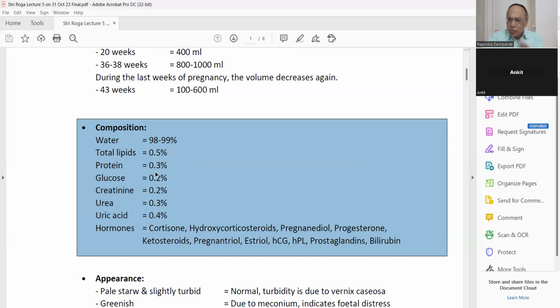Don't remember these figures. Only remember these names: fat, protein, glucose. Glucose is a carbohydrate. Creatinine, urea, uric acid, and hormones. Cortisone, then hydroxycorticoid, remember one or two. Forget the other things. But mainly remember it is water. Amniotic fluid is water. Okay? Next.